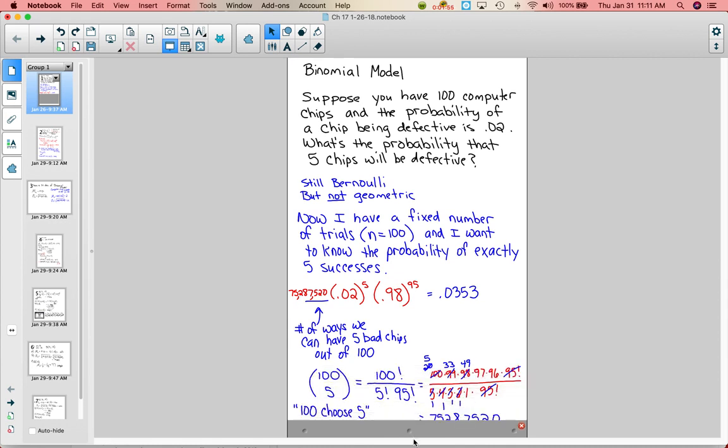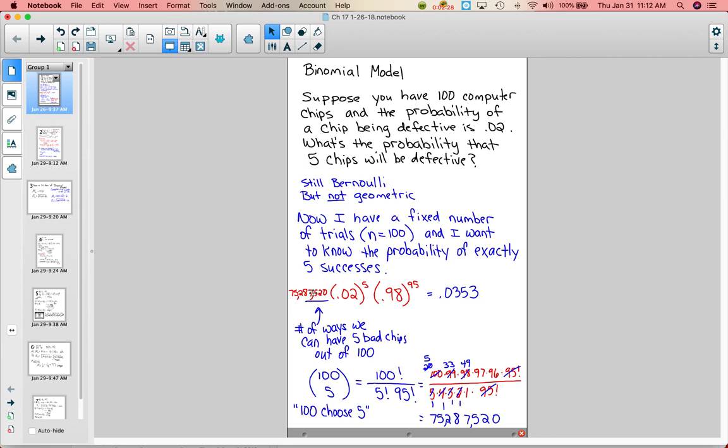We can do something called 100 choose 5. This is available on your calculator, but the formula for that is 100 factorial over 5 factorial times 95 factorial. Remember what factorial means: 100 times 99 times 98, all the way down to 1. I stopped here and did 95 factorial so I could cancel out the denominator. When you work this out, you get 75,287,520 different ways that you could arrange those.